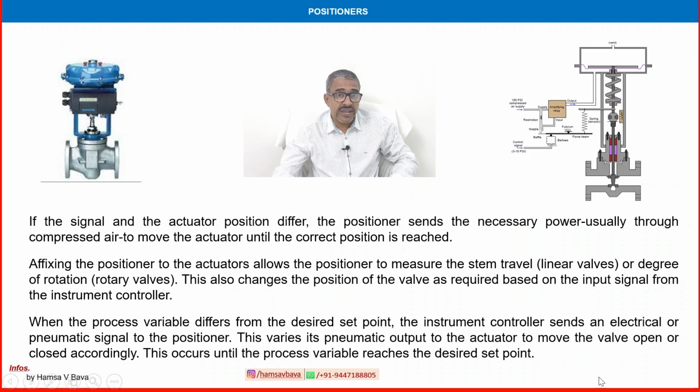The controller is always trying to keep the set point and the process variable coming from the field the same. So it will always be minimizing the error and keeping both variables the same. That is, this occurs until the process variable reaches the desired set point.